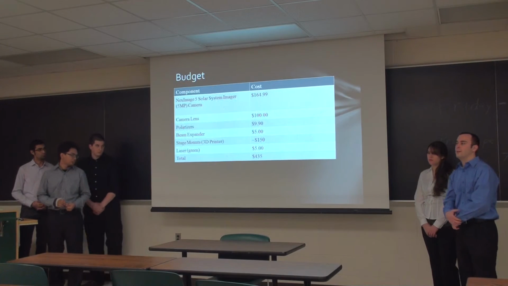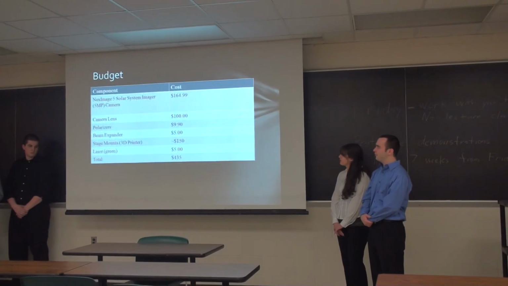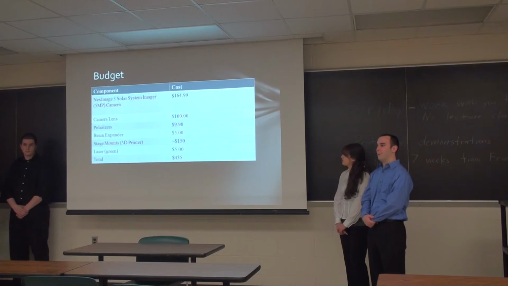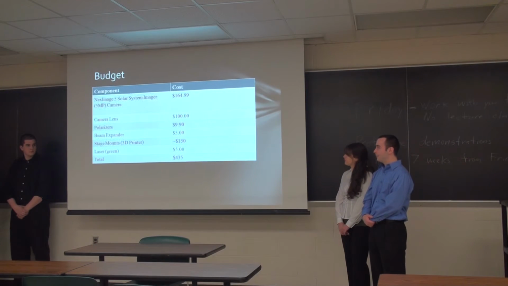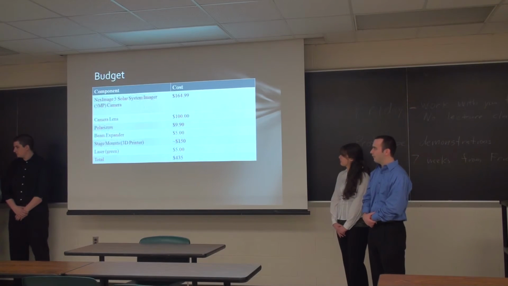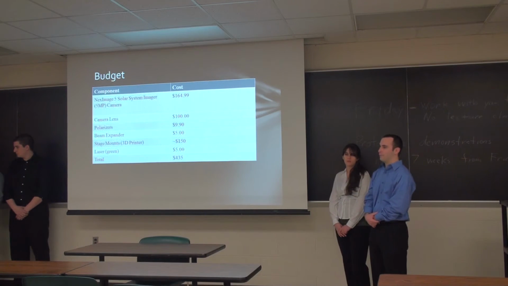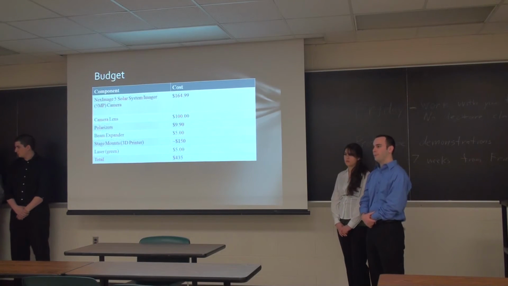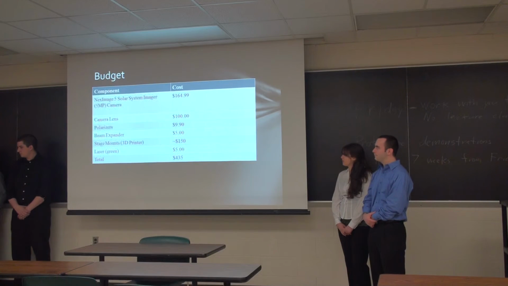The budget, or our costs, as you can see, most goes into the camera work and the lens, since we're using special equipment pretty much. We don't have an exact estimate yet of our stage mounts or a 3D printer, but it's roughly going to be around $150. Also the camera lens, we're estimating it's around $100. Everything else, polarizer, beam expander, laser, we have, and our total cost is under budget at around $435.